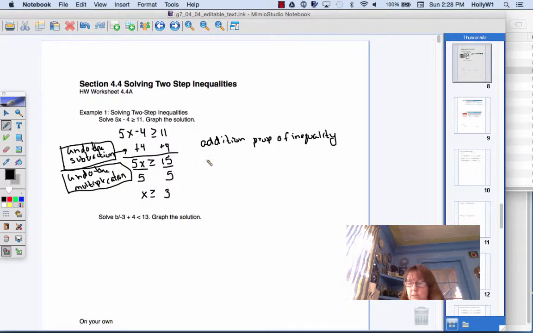And this is the division property of inequality. Those little dots mean that it's the same thing. So we end up with x is greater than or equal to 3. So if we graph that, it looks like this. 3 is here, 4, 5, 2, 1. So it's a solid dot because it's greater than or equal to, and x is greater than, so it means that the arrow is going that way.